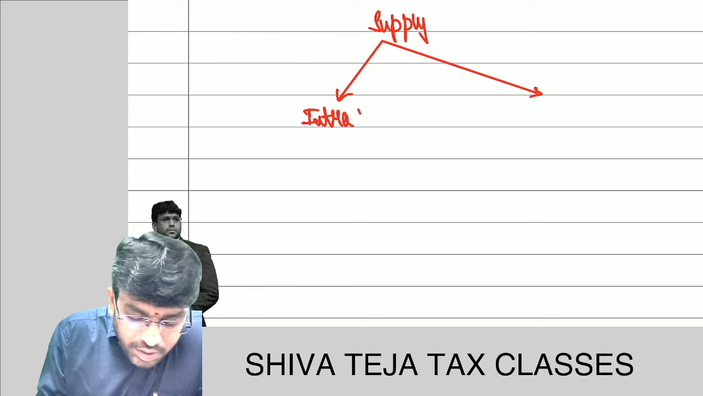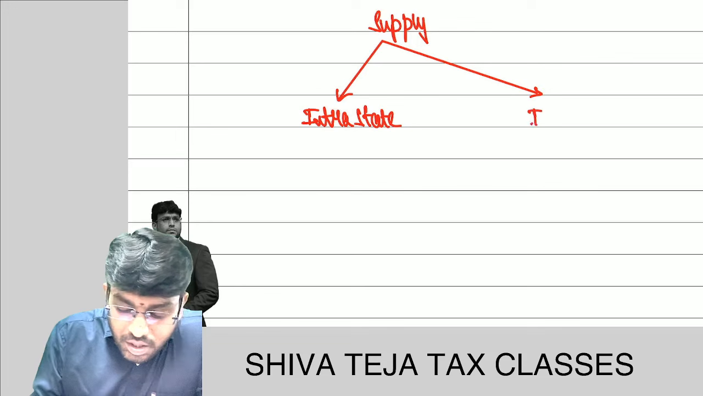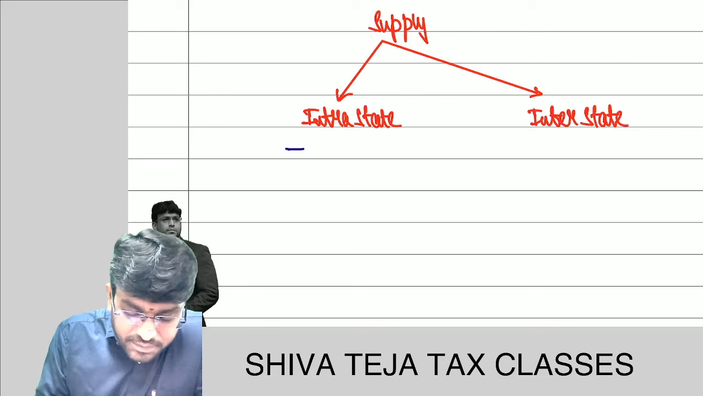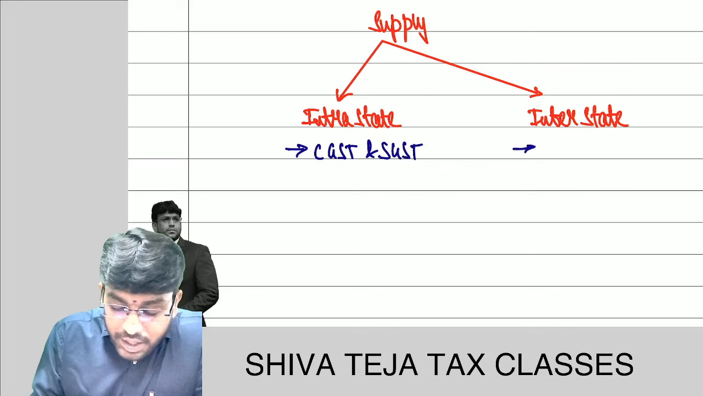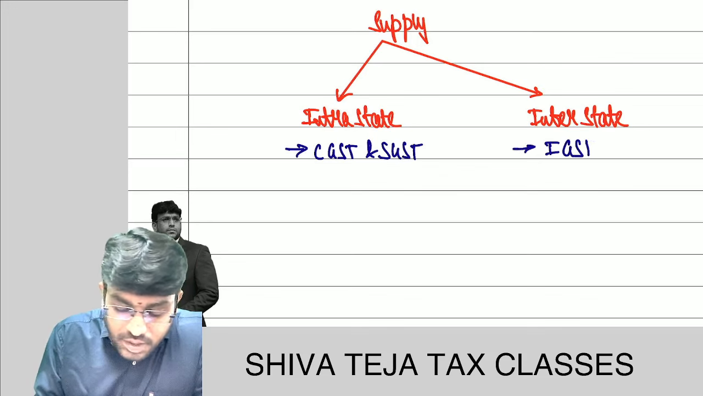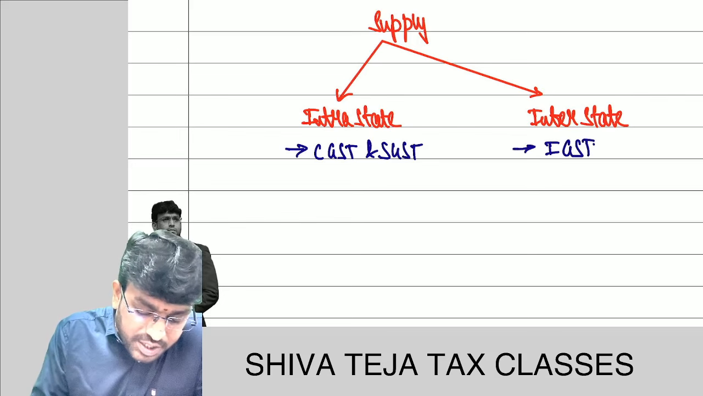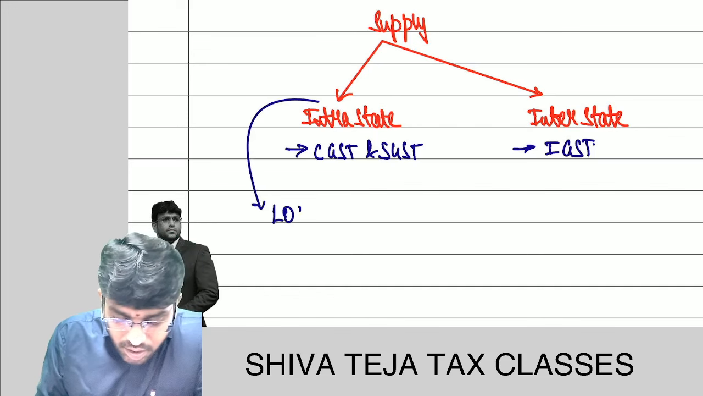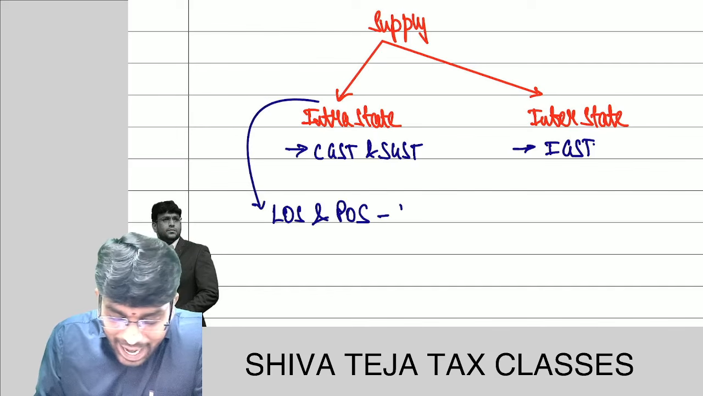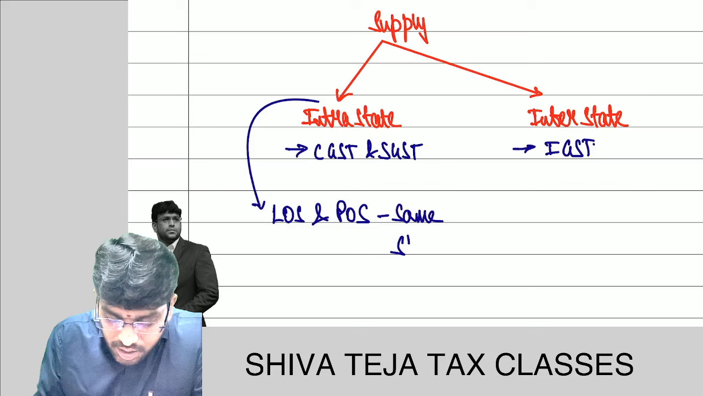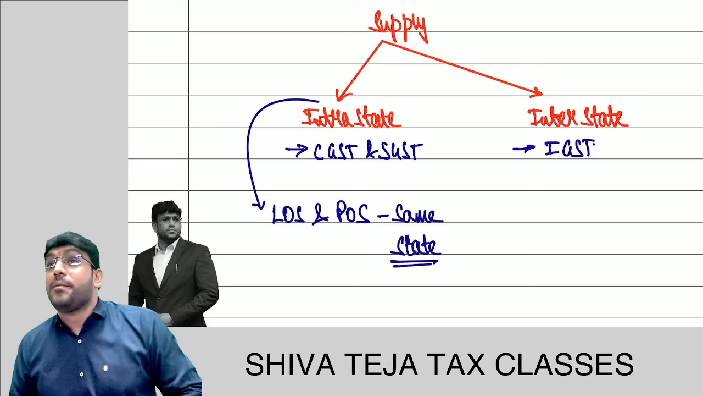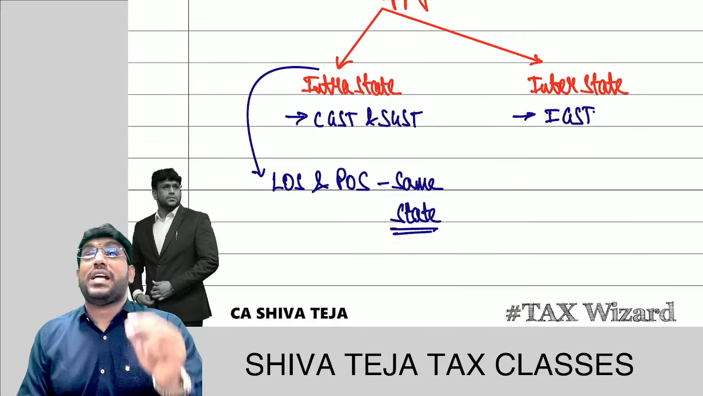Very good. Intrastate supply, interstate supply. Come on, intrastate supply, what do we charge? CGST and interstate supply, what do we charge? And when do we call a supply as intrastate supply? When the location of supplier and place of supply is in the same state. We are not concerned with location of recipient. We are concerned only with location of supplier and place of supply.